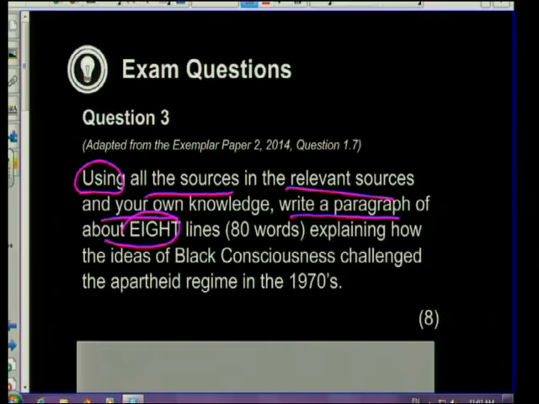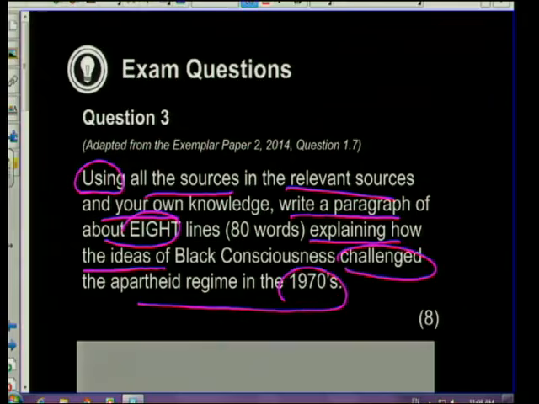What is the question asking you to do? Write a paragraph of about 8 lines on how the ideas of black consciousness challenged the apartheid regime. Let's have a look at some of those keywords before we actually look at all the sources. Very important, guys, in history, you've got to understand the question before you actually answer the question. It's pointless having to blindly go into the question without understanding what the examiner asks you to do.